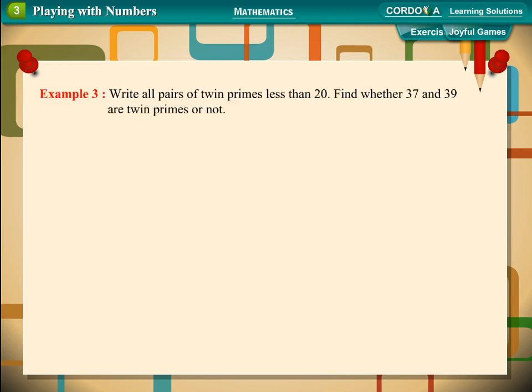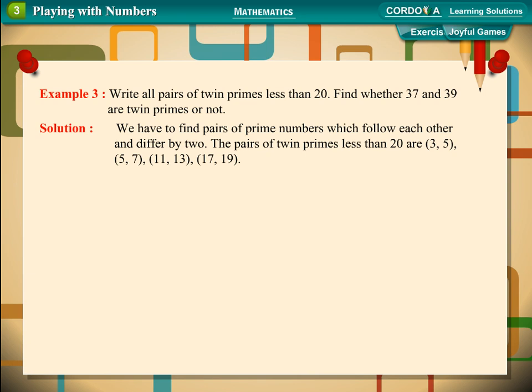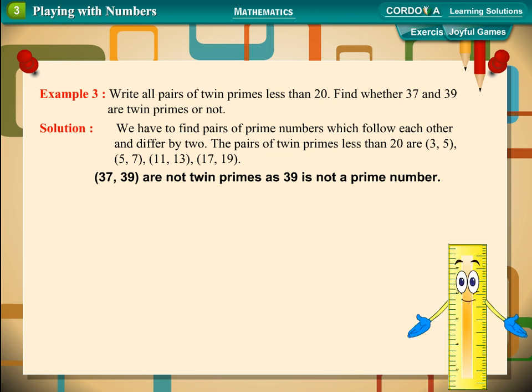Example 3. Write all pairs of twin primes less than 20. Find whether 37 and 39 are twin primes or not. Solution. We have to find pairs of prime numbers which follow each other and differ by 2. The pairs of twin primes less than 20 are 3, 5; 5, 7; 11, 13; 17, 19. 37, 39 are not twin primes, as 39 is not a prime number.